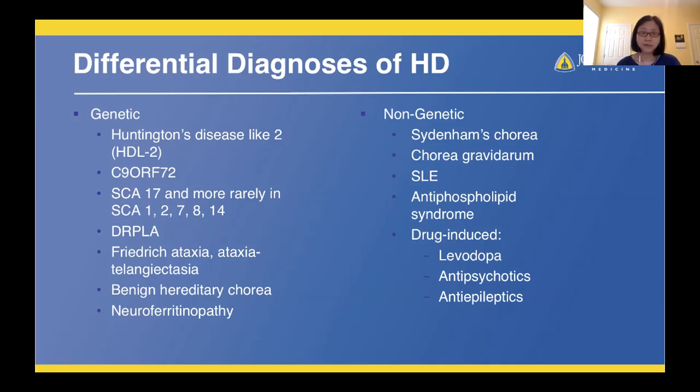If they know they have HD, they might want to hide it from the rest of the family. So even if family history appears to be absent, HD should always be on the differential in someone who's presenting with chorea and any of that triad of symptoms we discussed.